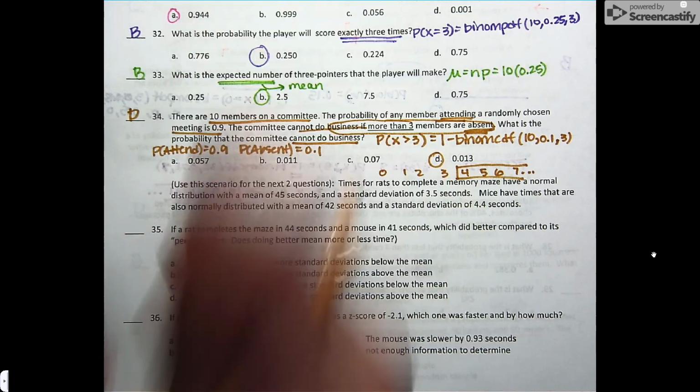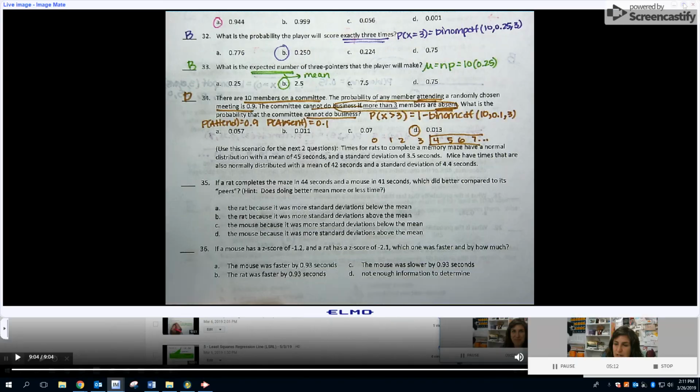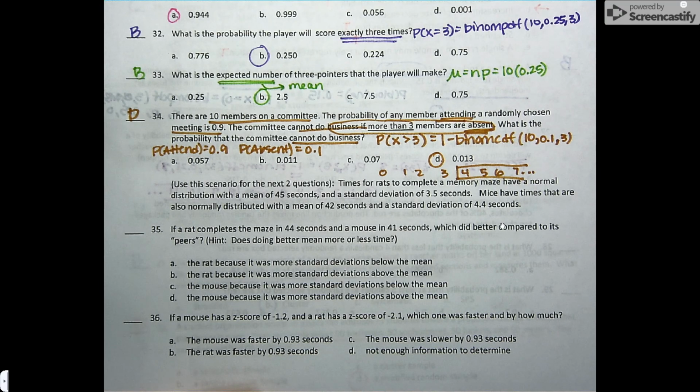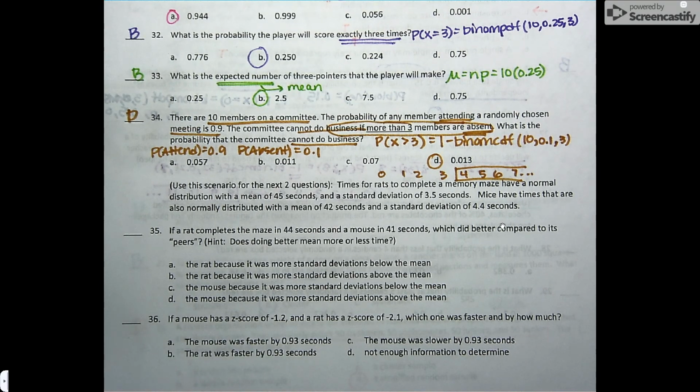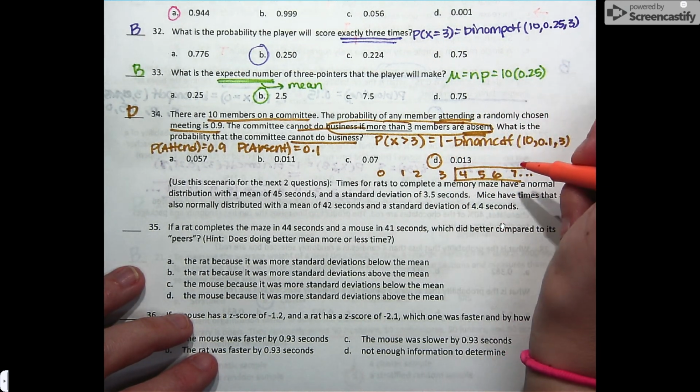So just be careful with the wording, okay, and what probabilities they give you. Let's make sure we have time for these next two questions. We definitely do. Awesome.